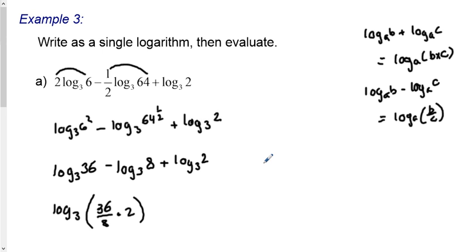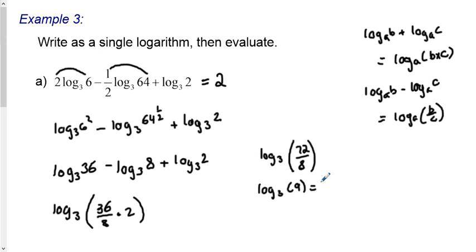Now it's not going to matter what order I do the multiplication and division in. So I'm going to multiply the 36 by 2 first. I'm going to get 72 over 8. I can then divide 72 by 8 and get a value of 9. So now I can do one of two things. I know that 3 squared is going to be 9, so I can jump up here and say this expression evaluates to give me 2.